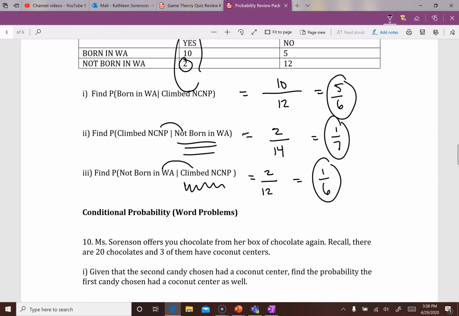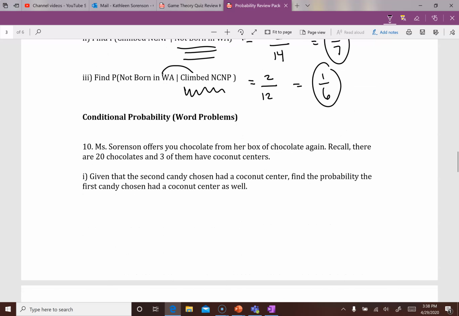Sweet. All right, love these problems. Conditional probability word problems. So this says, Ms. Sorensen offers you chocolate from her box of chocolates again. Recall there are 20 chocolates and 3 of them have coconut centers. Given that the second candy chosen had a coconut center, find the probability that the first candy chosen had a coconut center as well. The key to this problem is writing the probability right.